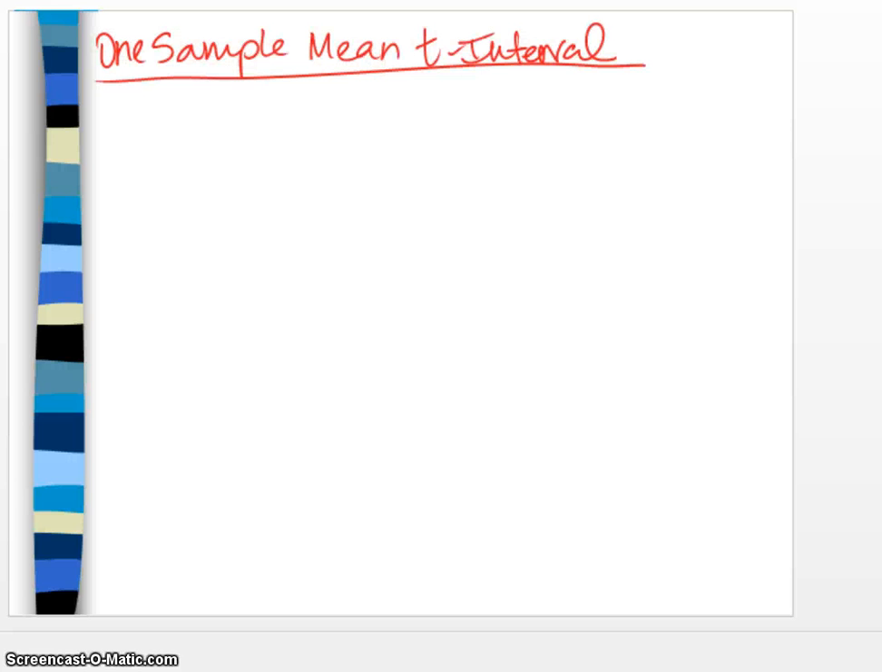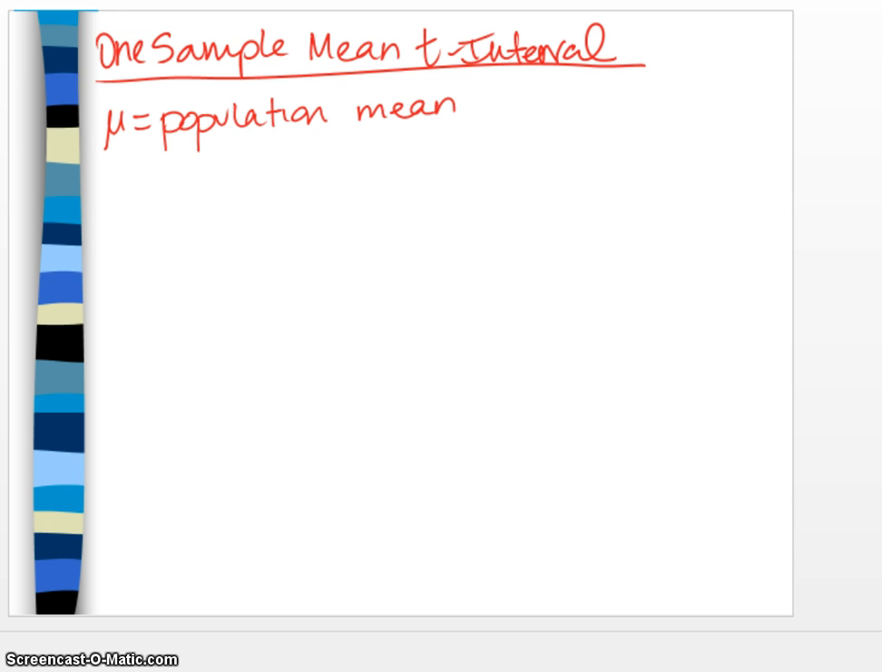So we're going to call this a one sample mean T interval. So we want to title it correctly. It's the one sample mean T interval. And then we're going to define our parameter, which is mu, which always starts out with the population mean, and then go back to the question if you need to.